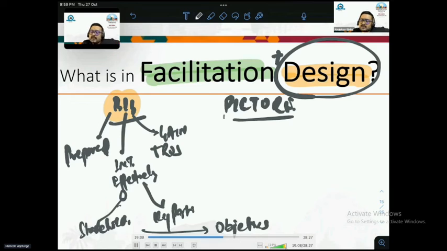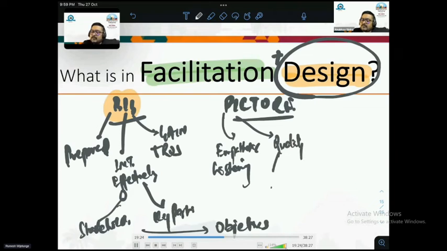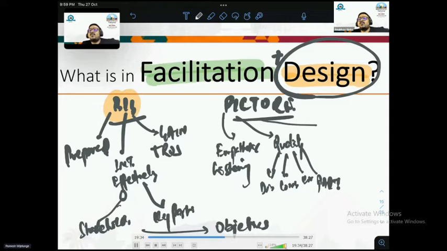Of course I have shared empathy, so we have to practice empathetic listening. Then we should focus more on quality, invest in the quality of discussions, conversations, interactions, participation, how it is going to happen. Then we should always think about the client or the stakeholders for whom we are designing the facilitation.